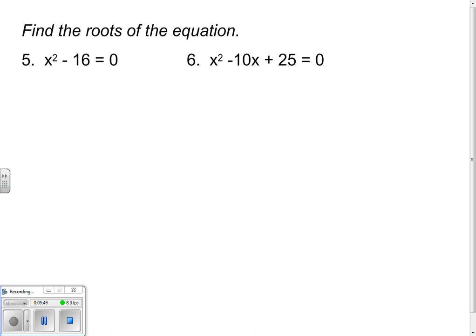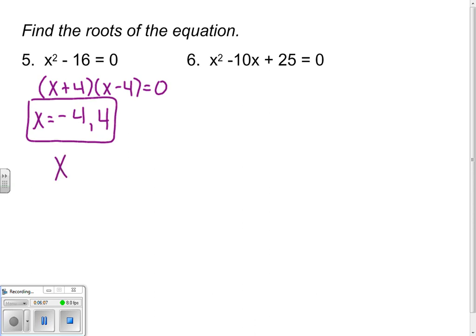Number 5. Number 5 is a special factor. You'll notice it's the difference of two squares. It breaks up into an x plus 4, x minus 4. The first factor gives me a negative 4 as an answer, and the second one gives me a positive 4. I do want to write this a second way for you so you can see it. This is the same as plus or minus 4. You can write it either way, it doesn't matter. It's still both a positive 4 and a negative 4.